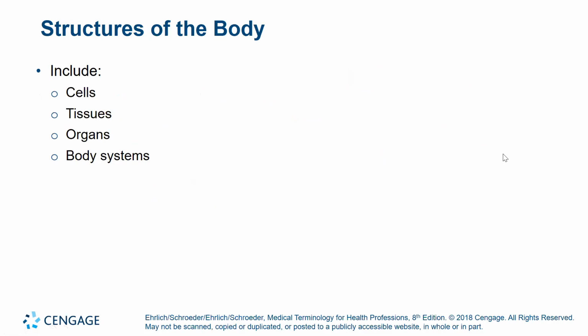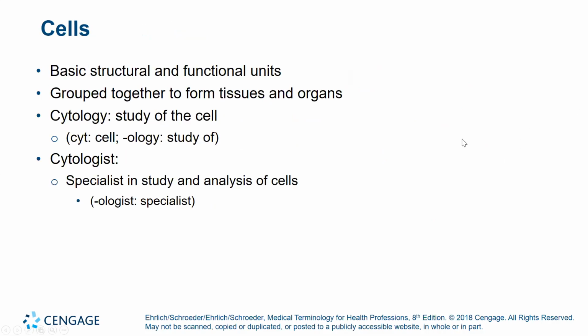Structures of the body. The body is made up of increasingly larger and more complex structural units. From smallest to largest, these are the cells, tissues, organs, and body systems. Working together, these structures form the complete body and enable it to function properly. So cells are the basic structural and functional units, grouped together to form tissues and organs. Looking at a couple of these terms, cytology, a medical term we're able to break down. Cyte is cell, logy is study of. So study of the cell is what that term means.